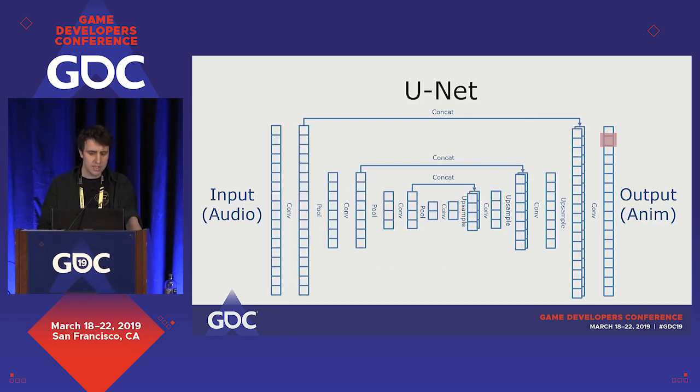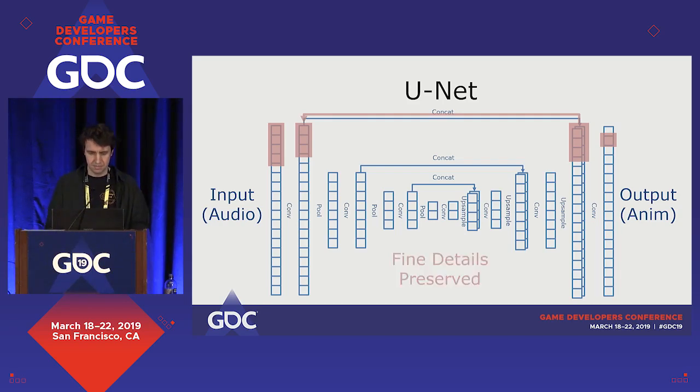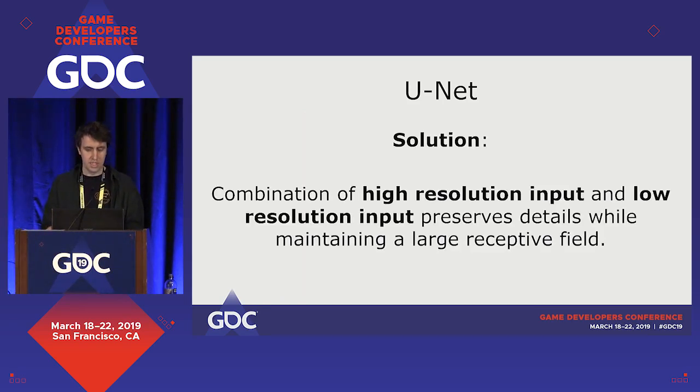Or you can go via these skip connections, these concatenations, and you can see that high resolution details also have an influence on the output frame. So you end up with an architecture which has a large receptive field, but also very high details. Yeah, so that's what the UNet does.